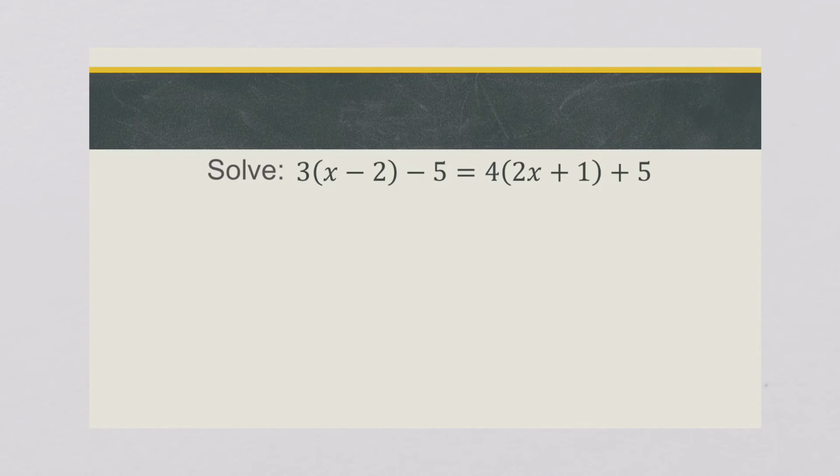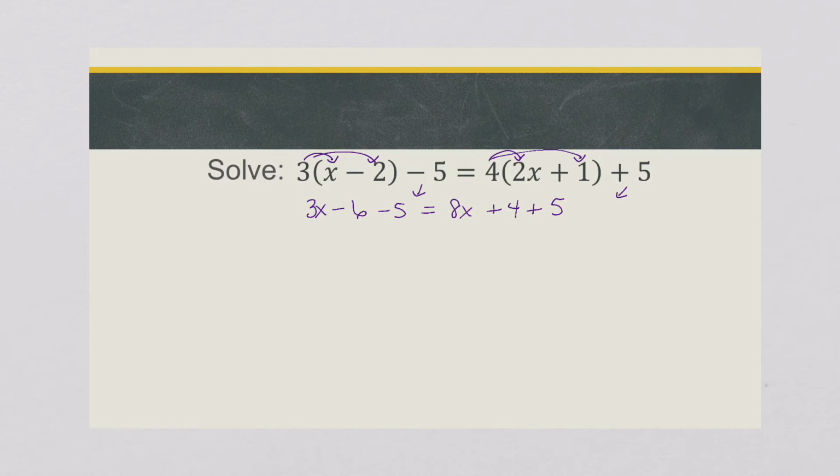I mean, you knew this was coming, right? So let's take a look at this. We have things that we have to distribute on both sides of the equal sign this time. So I've got to multiply 3 times x and 3 times negative 2. I'm also going to multiply 4 times 2x and 4 times 1. 3 times x is 3x. 3 times a negative 2 is negative 6. I'm going to bring this straight down. 4 times 2x is 8x. 4 times 1 is 4, bringing this straight down.